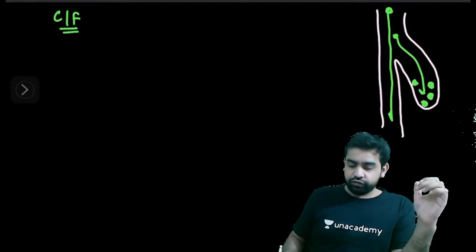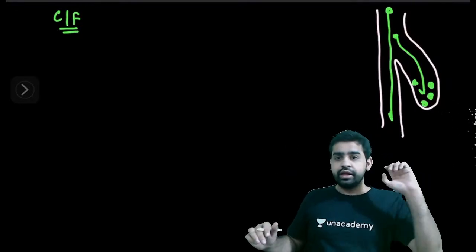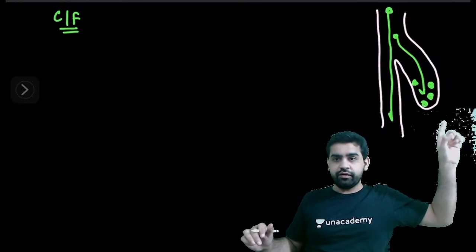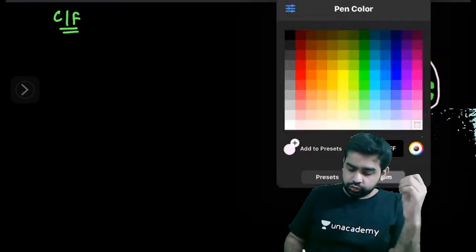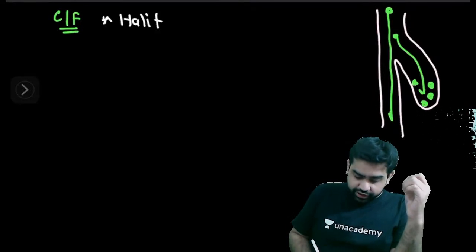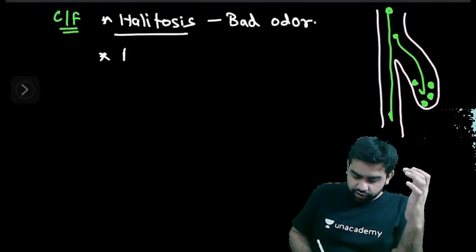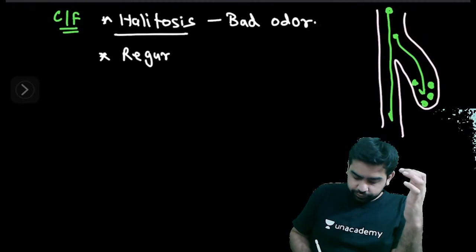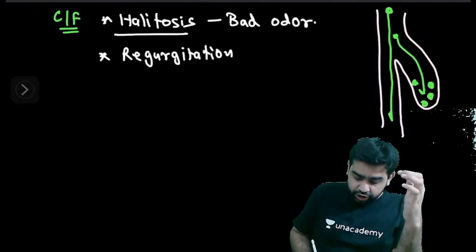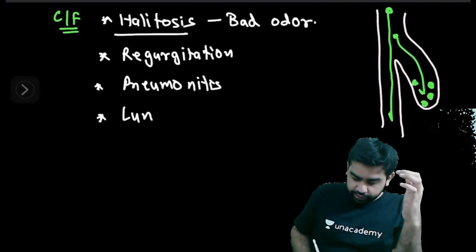And over a period of time, this partially digested food is going to be present in this diverticulum, and because of this the patient will develop halitosis, that is your bad odor. Then patients will have regurgitation. The patients will have pneumonitis, and the patient may also develop lung abscess.